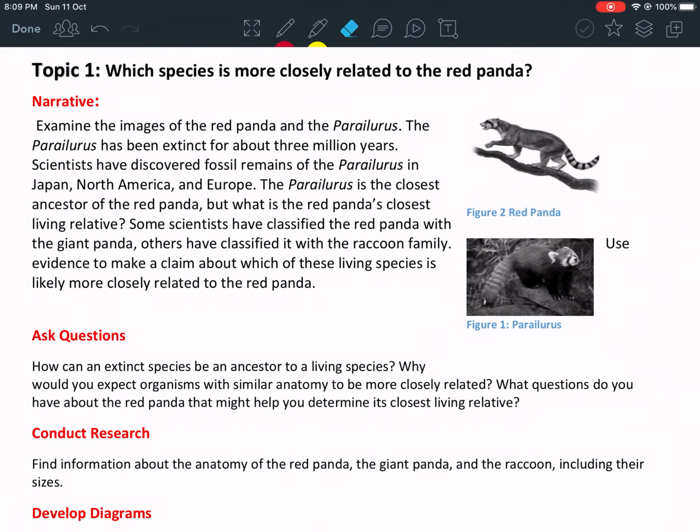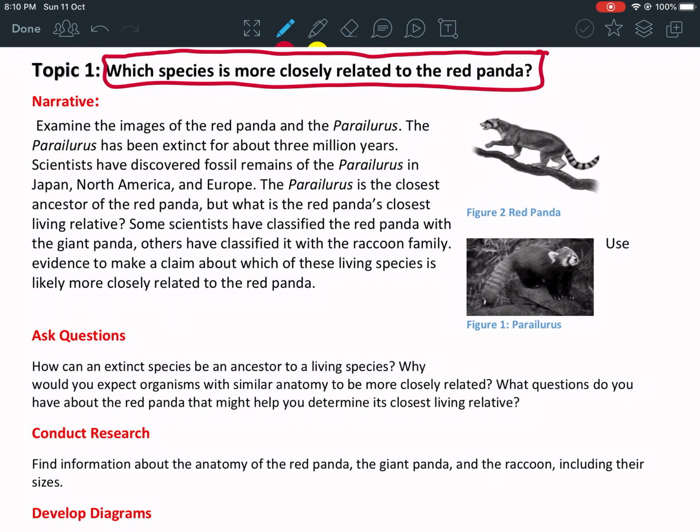Hey everyone, so those who chose topic number 1, we're gonna explain it right now, okay, what you need to do. So first of all, this is the big question you need to ask. The research question is, which species is most closely related to the red panda?